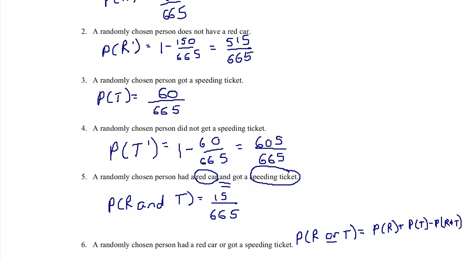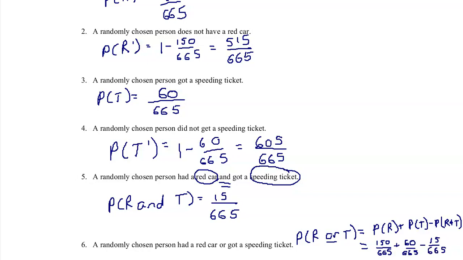Okay, so let's do that. What was the probability somebody had a red car? Well, that was 150 out of 665. The probability somebody got a ticket was 60 out of 665. But we are double counting those people who had both. Those people who have both a red car and got a ticket got counted in the red car group and counted in the ticket group. So we got to subtract them off. Minus 15 over 665. So 150 plus 60 is 210.